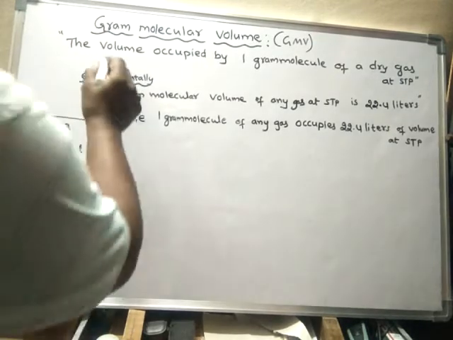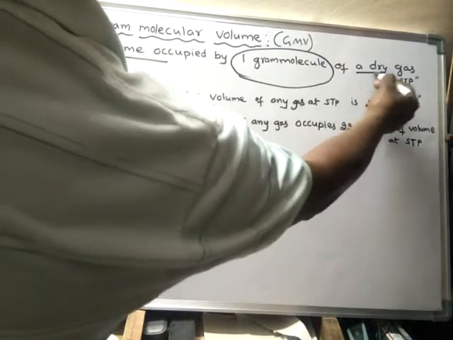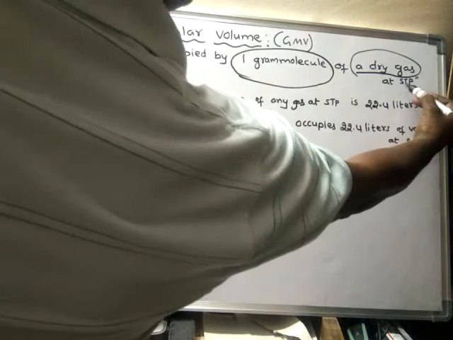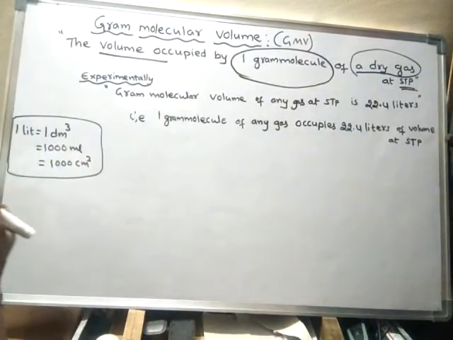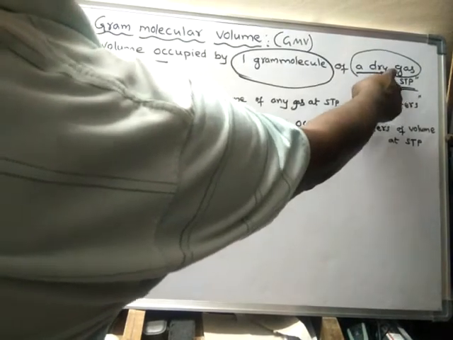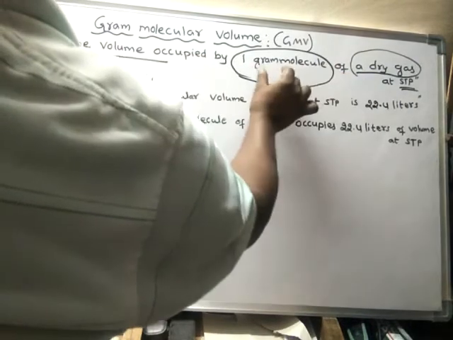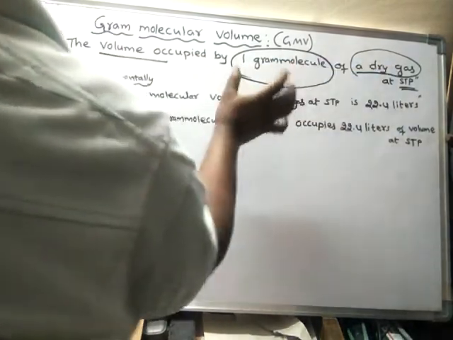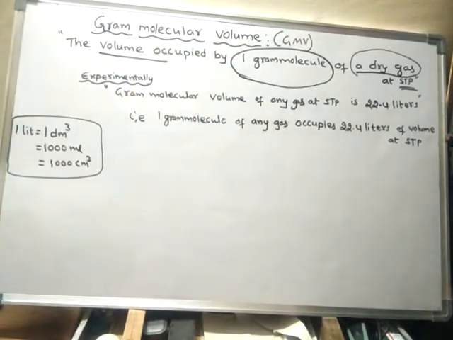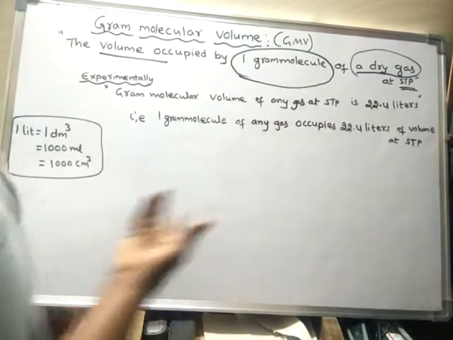That means the volume occupied by 1 gram molecule of a dry gas under this condition. Under which condition? Under standard temperature and pressure. So under this condition, if 1 gram molecule of a dry gas occupies a certain volume, that volume is said to be gram molecular volume. The volume occupied by 1 gram molecule is said to be gram molecular volume.